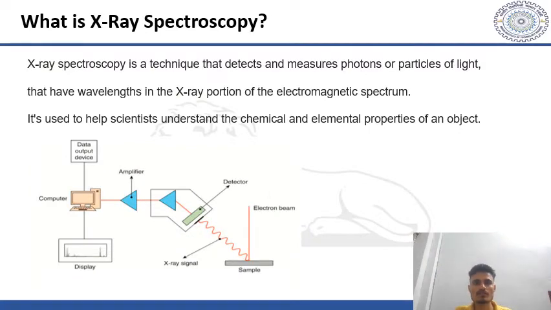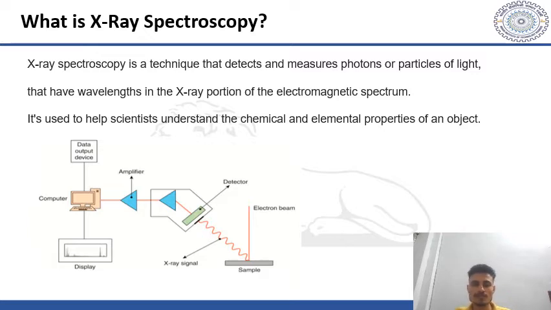Now we discuss what X-ray spectroscopy is. X-ray spectroscopy is a technique that detects and measures photons, or particles of light, that have a wavelength in the X-ray radiation range of the electromagnetic spectrum. It is used to help scientific understanding of the chemical and elemental properties of objects.